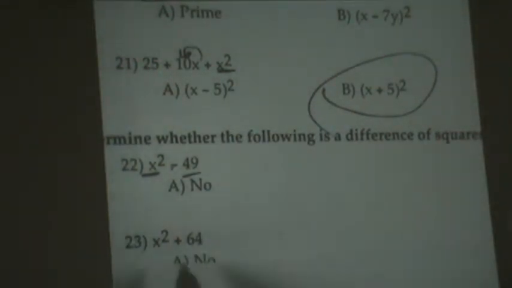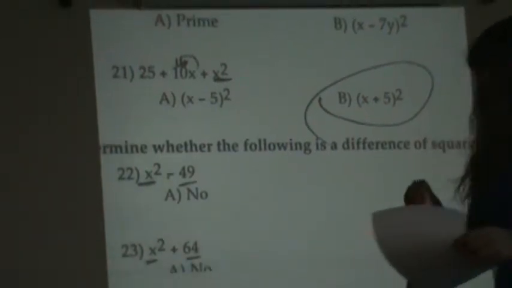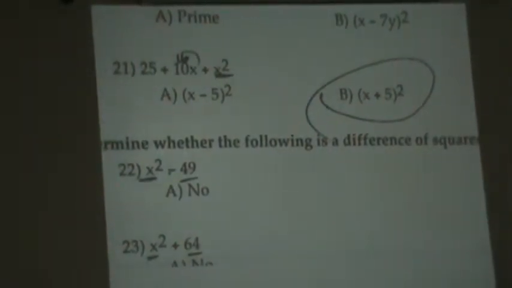Is that a difference of squares? That's a square, that's a square. No, it's a plus, right? A difference has to have a minus in the middle. So this one is no because of this right here. It has a plus there. Is this a difference of squares? Yes, that's a square, and there's a difference.